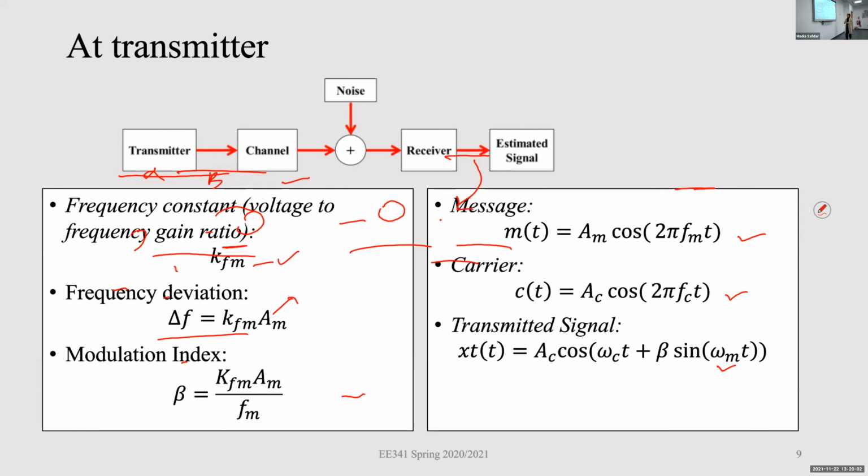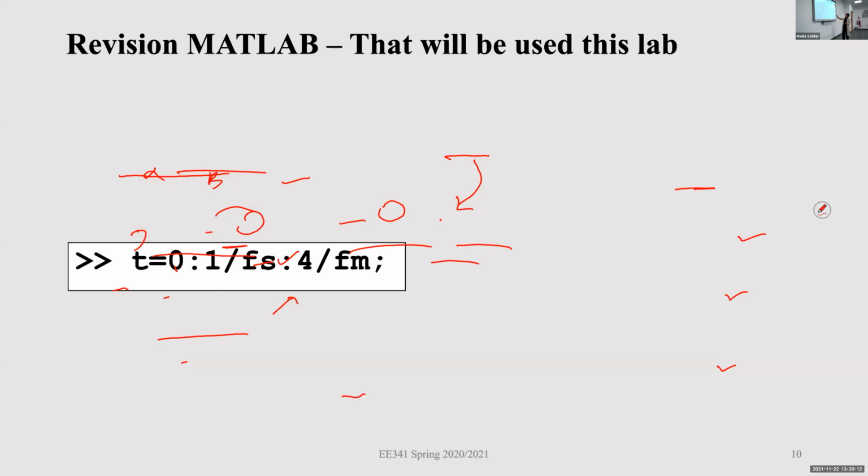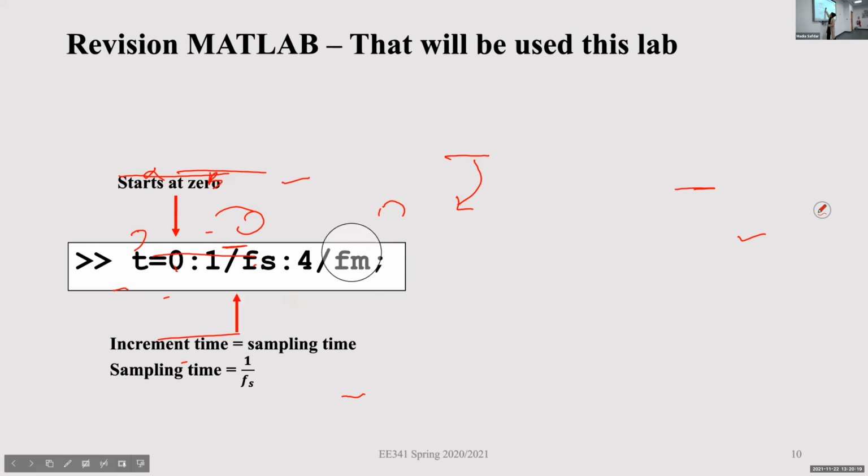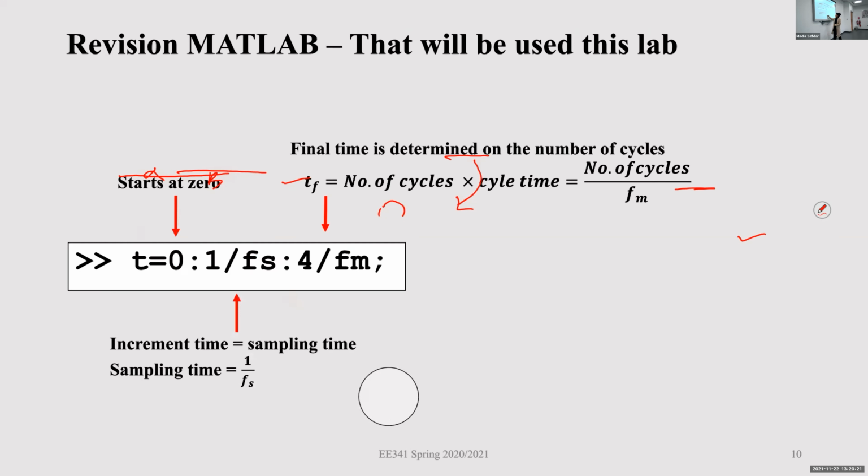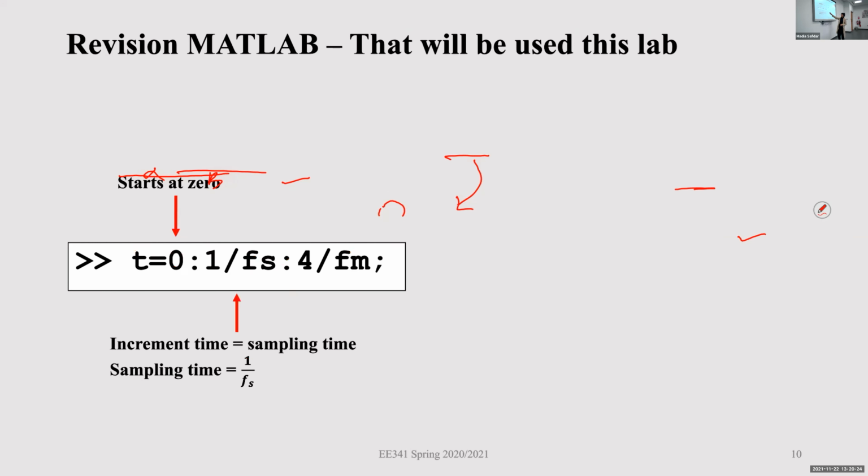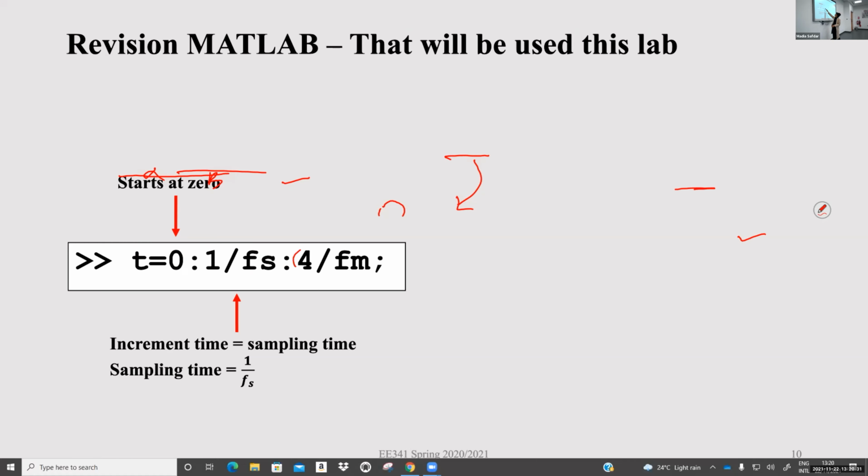So three things here. We will plot these, and up to here we will do the modulation. Then at the receiving end, we will do the demodulation. This is the scale 0 to 1, 1 divided by Fs, where Fs is my sampling frequency, 4 divided by Fm is my cycles, and Fm is the message signal frequency, same as previous.